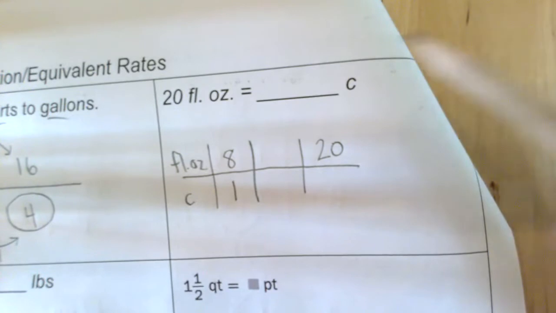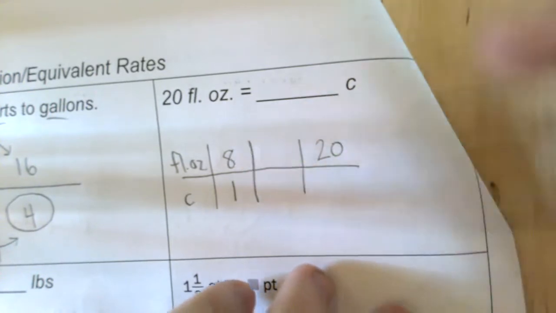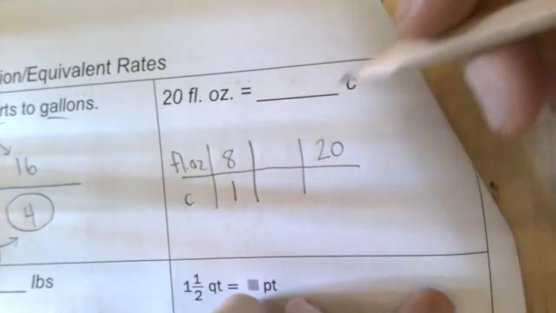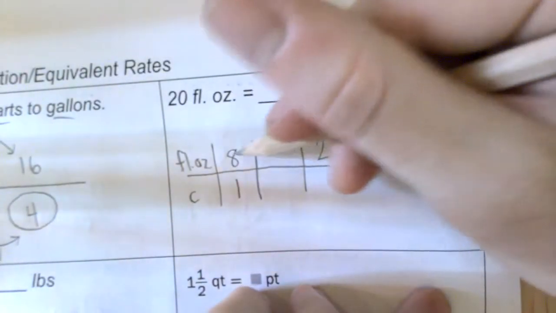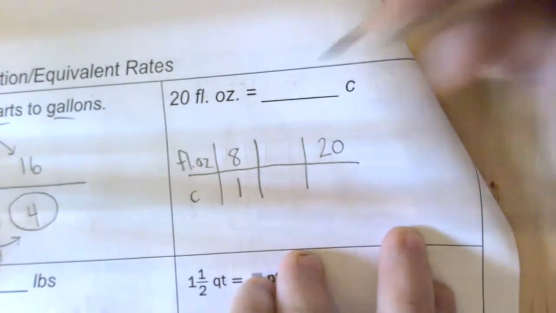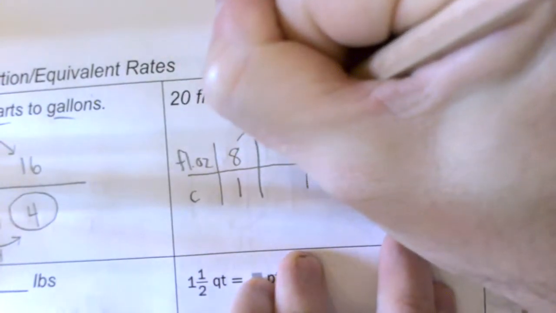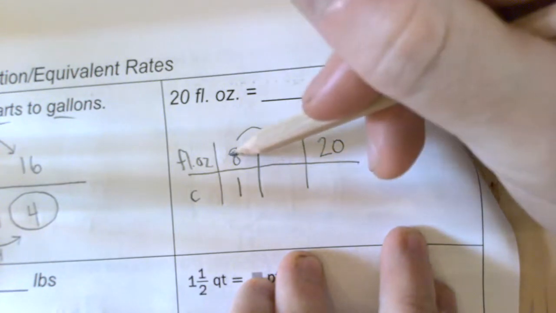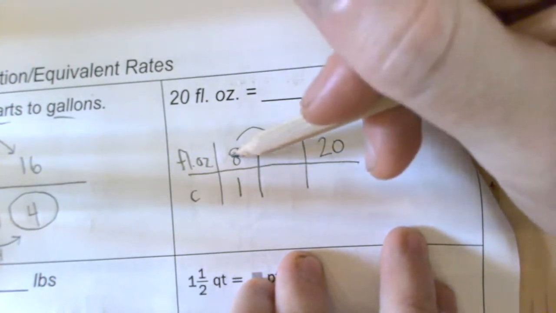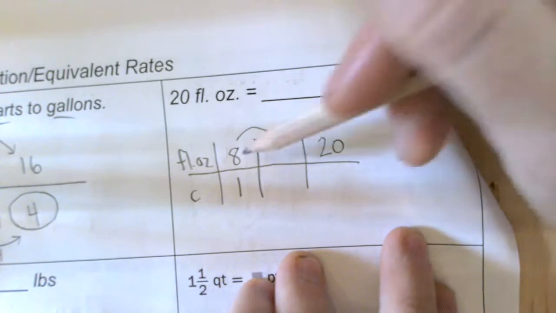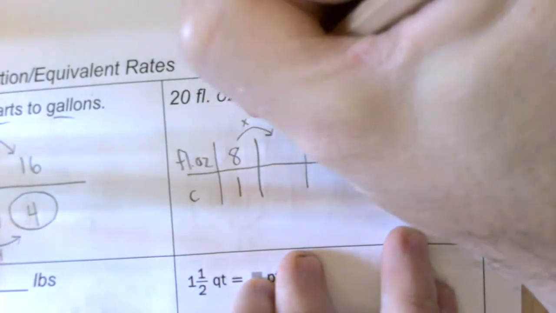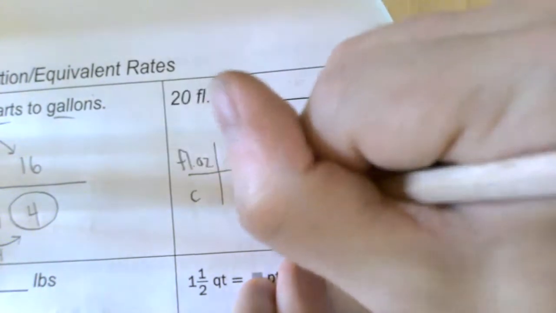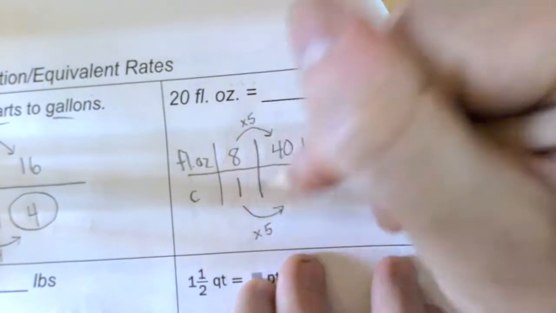All right, I'm going to show you something different. We used a trick yesterday to get decimals. I'm going to show you another one. How can we get from 8 to 20? What can we multiply by? If we could get from 8 to 16, that won't help. 8 times 4 is 32. That won't help. 8 times 5, though, is 40. And if we do the bottom, 1 times 5 is 5.